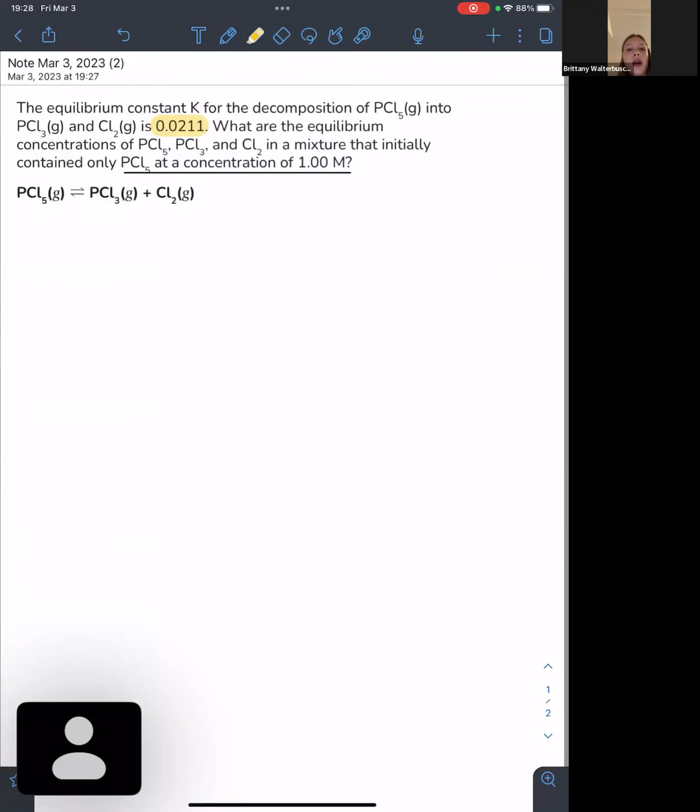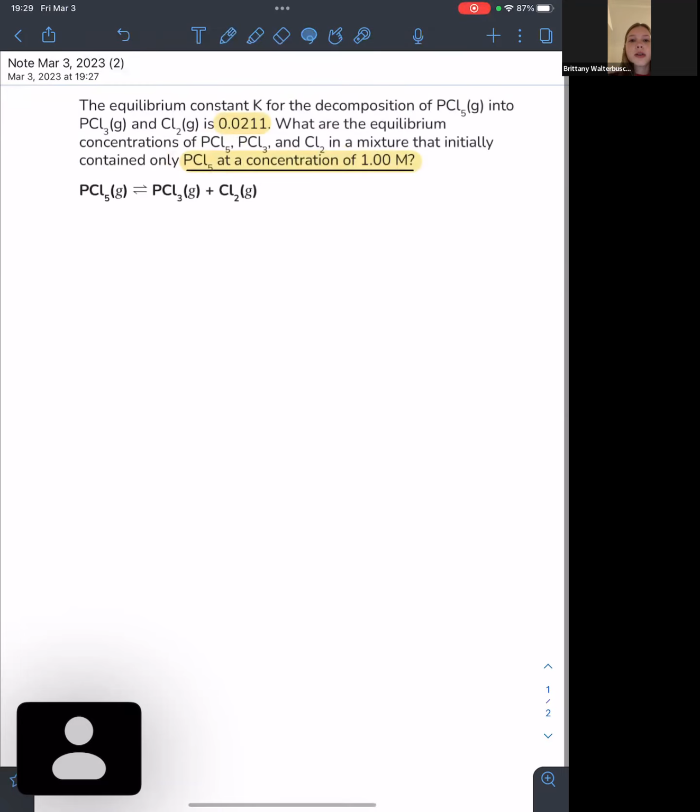0.0211. And we're asked, what are the equilibrium concentrations of PCl5, PCl3, and Cl2 in a mixture that initially contains only PCl5 at a concentration of 1 molarity? So those are going to be our two given things from this question. Straight off the bat, we know that we have to make an ICE table. Given our Kc, we know that, but we don't know what those products and reactants are, so we're going to use our ICE table to determine that.